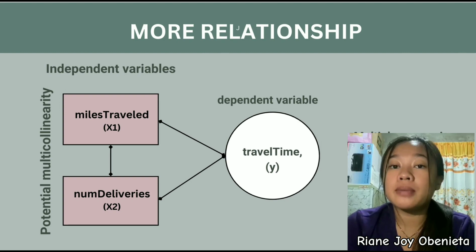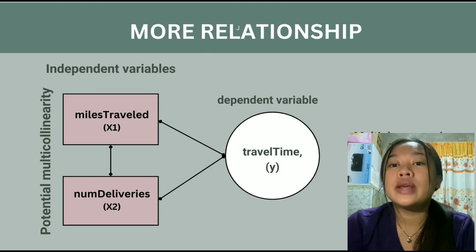Now in our problem, we have a dependent variable that is the travel time. We are trying to predict the travel time of these trips. Now we are utilizing two independent variables that we selected. We have miles traveled, that is our x1, and then we have the number of deliveries or non-deliveries, which is our x2. Now we'd like to utilize those two independent variables to make predictions about the dependent variable.